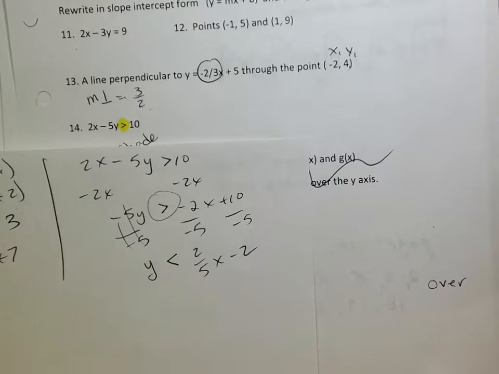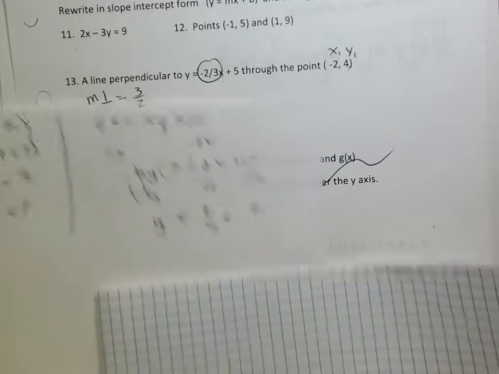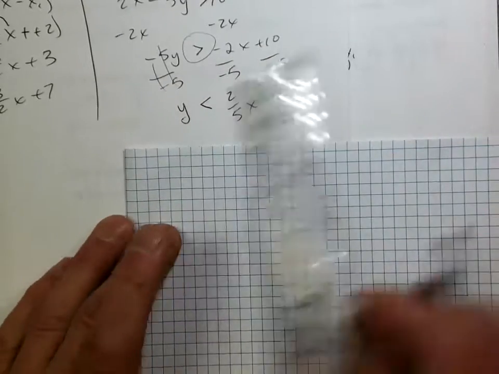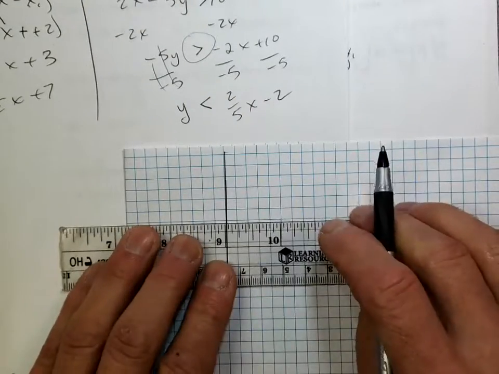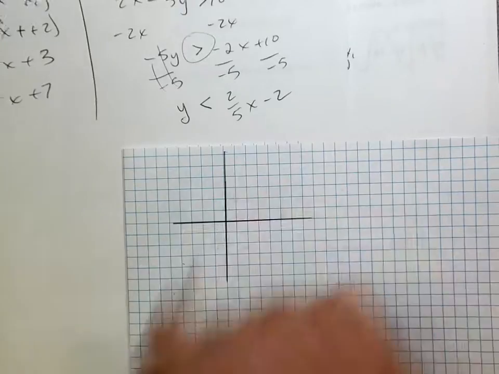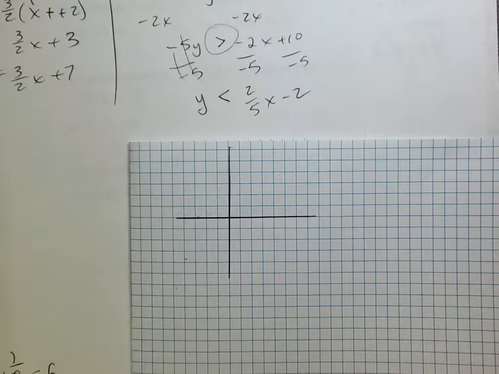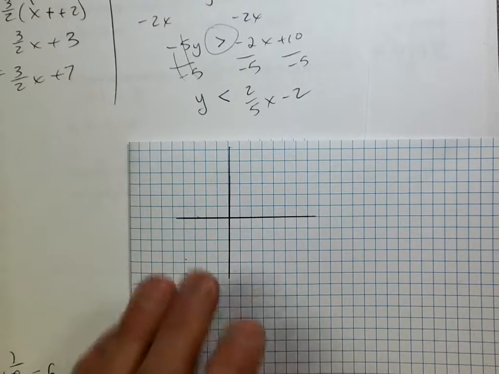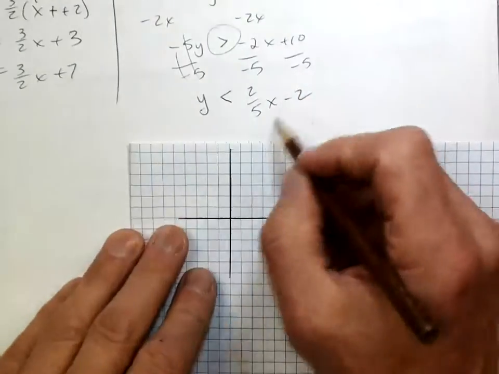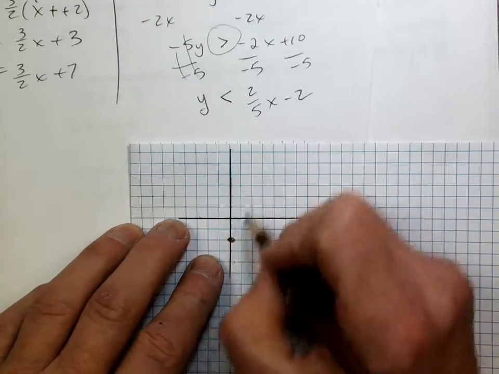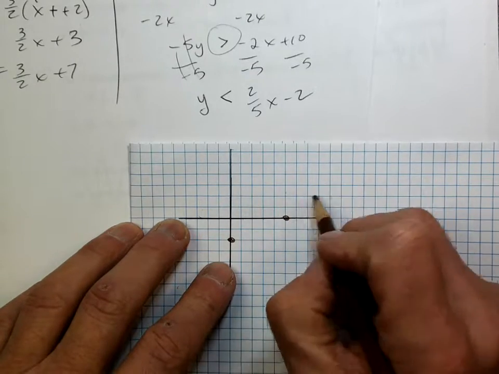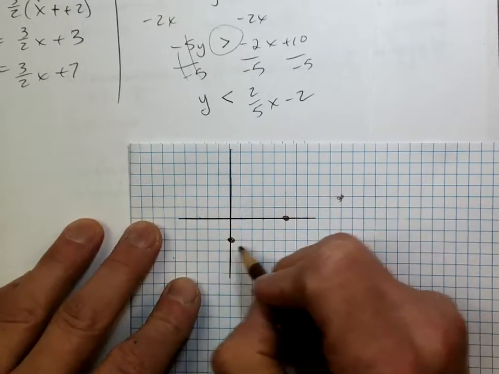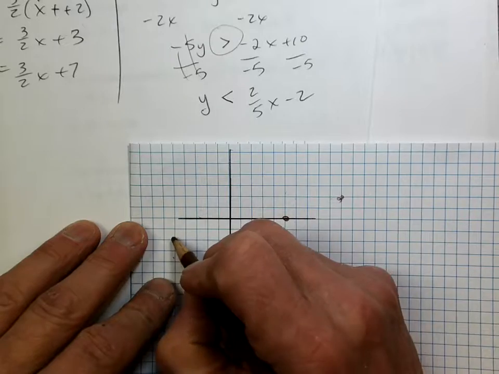Okay. So I'm going to graph, but when I graph, I'm going to shade. So let's put that here. All right. And, oh, how about brown? Brown sounds good. So when I shade this, first of all, start at negative 2. Then go up 2 over 5. 1, 2, 3, 4, 5.